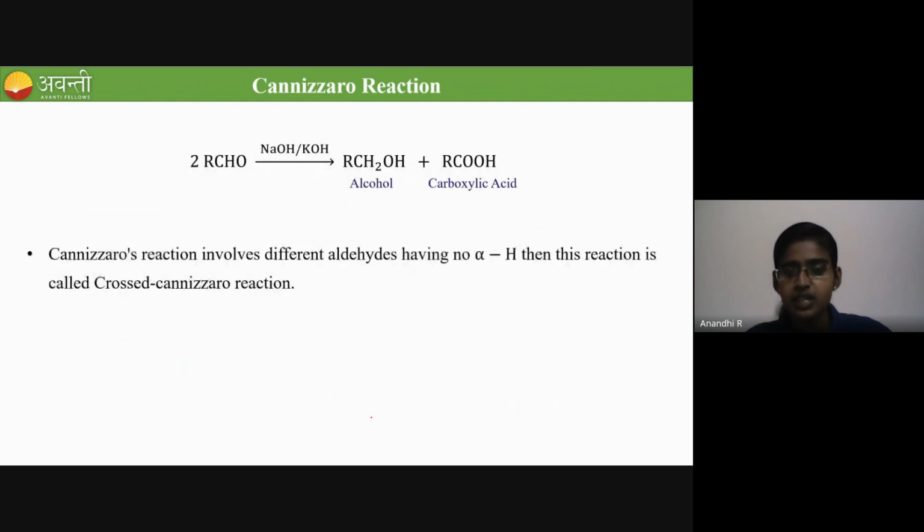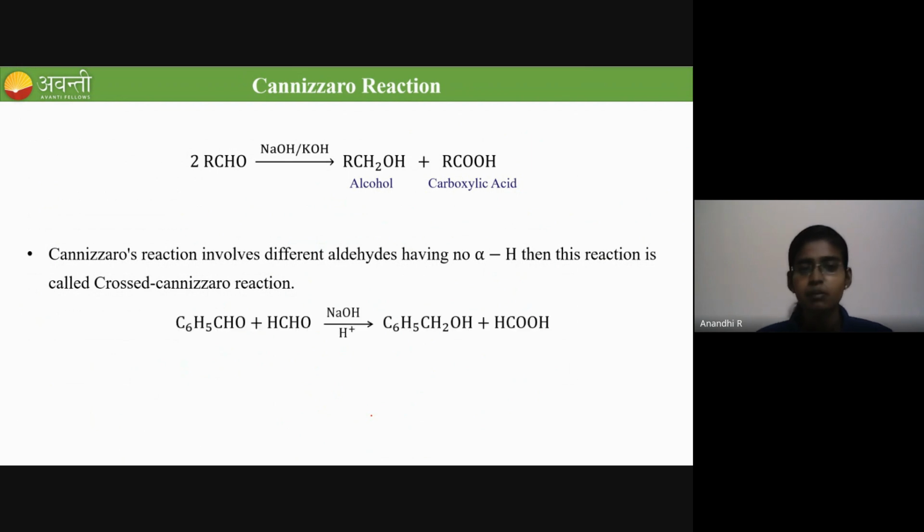Cannizzaro reaction involves aldehydes having no alpha hydrogen. If we take two different aldehydes, then this reaction is called crossed Cannizzaro reaction. That is, if I am taking methanal and benzaldehyde. Benzaldehyde also doesn't contain alpha hydrogen, right? So this is benzaldehyde, a different aldehyde, and this is methanal. Aliphatic and aromatic aldehydes we are taking.